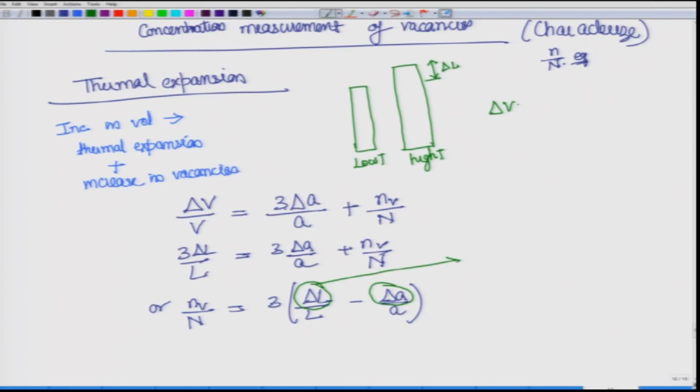How can you measure delta L? Simple optical measurement, like a camera which is watching the increase in the length, because we have taken a rod. So, optical measurement can give you delta L. For delta A, it is a lattice parameter, and one of the best techniques to measure the change in the lattice parameter is X-ray diffraction. So, using these two techniques you can find delta L and delta A, and therefore, you will be able to find the change in the concentration of vacancies, or the total increase in the volume because of vacancies.